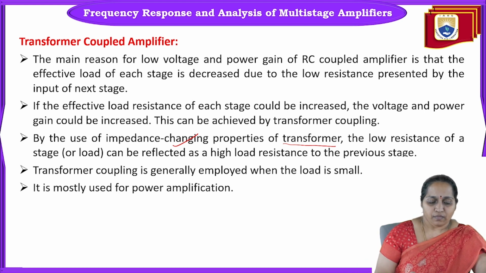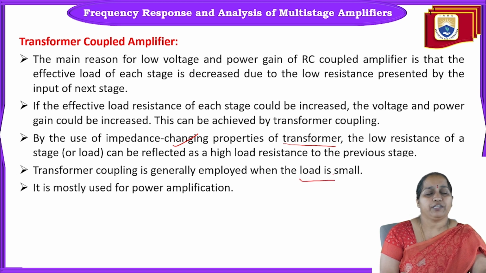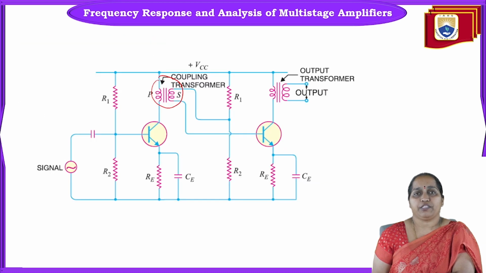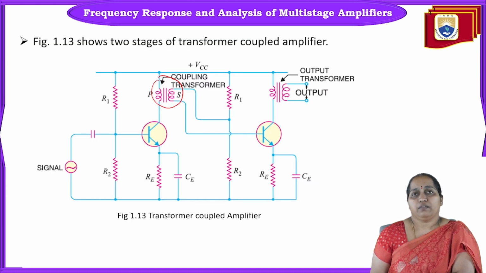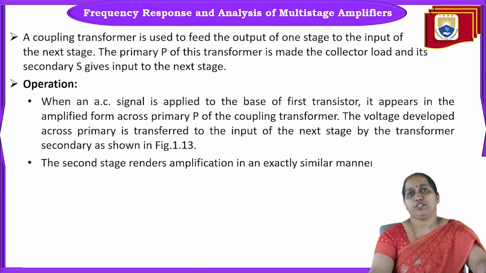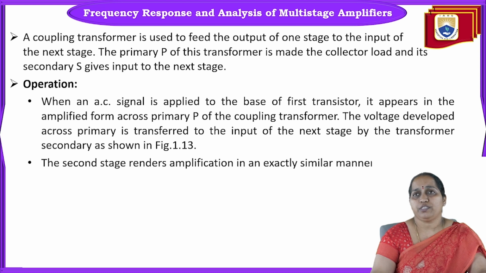So transformer coupling is generally employed when the load is small. When the load is small, in such applications, we make use of transformer coupling. It is mostly used for power amplification. The transformer coupled amplifier is mainly used for power amplification. A coupling transformer is used to feed the output of one stage to the input of the next stage. Here the primary of the transformer is made the collector load and its secondary is given to the next stage.